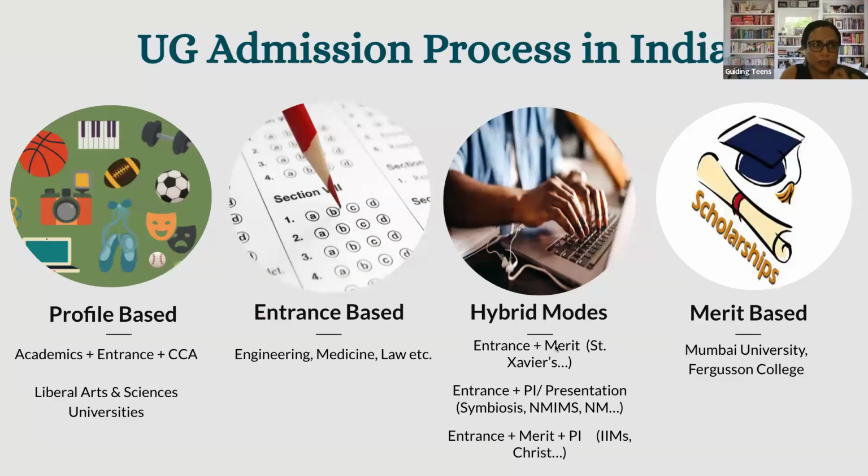So if you look at the undergraduate admissions process in India, it is broadly divided into these four categories. The first is profile based, which a lot of new age universities and a lot of new private universities use. That is basically a mix of your academics and some sort of an entrance test, which tends to be more aptitude based than domain specific usually.